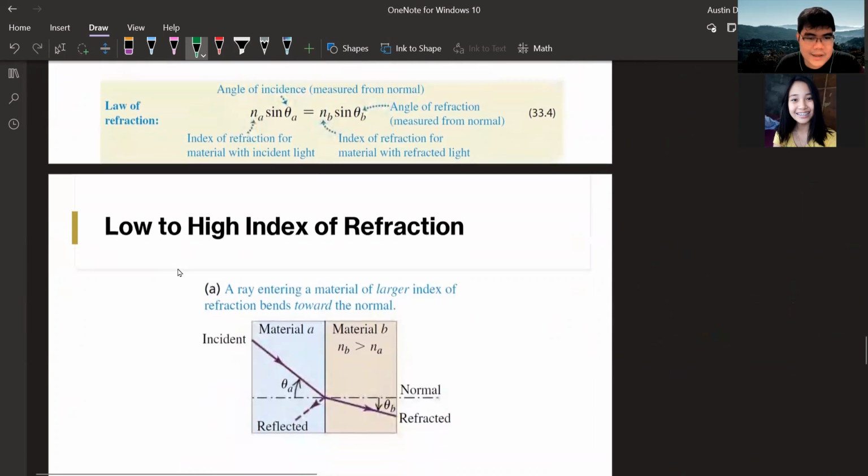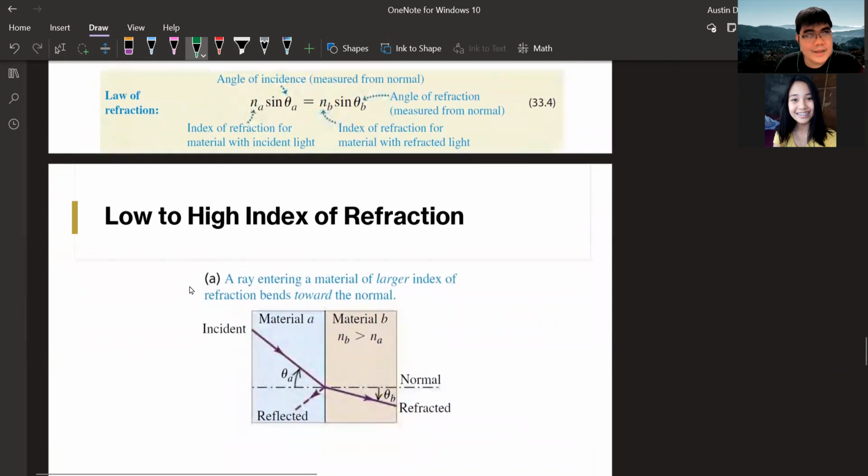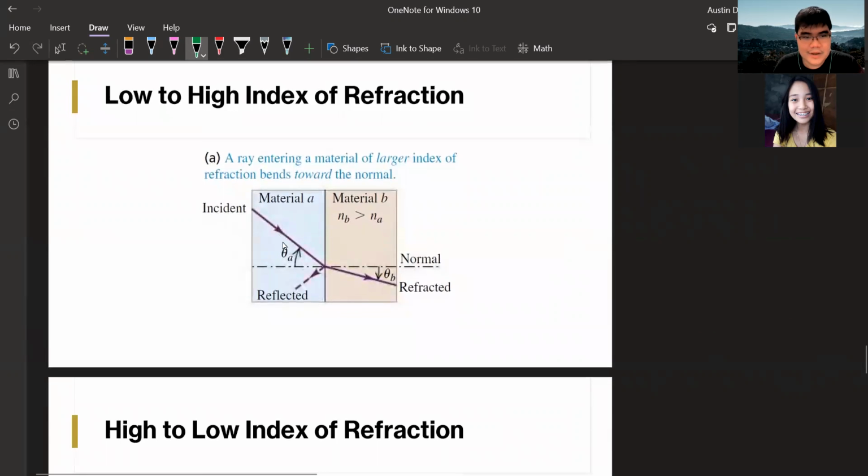So some magandang sanity check. Okay, so when you have a low to high index of refraction, ibig sabihin si material A, mas mababa yung index of refraction niya kaysa kay material B. So NB must be greater than NA. Okay, so low to high index of refraction. Mangyayari kapag ganun is that the incident light goes towards the normal. Ayan, towards the normal yung punta niya.